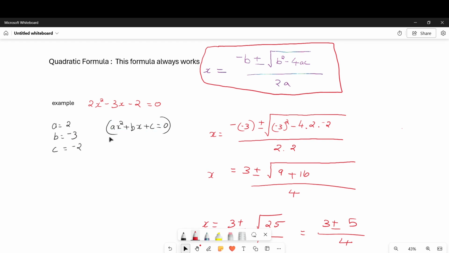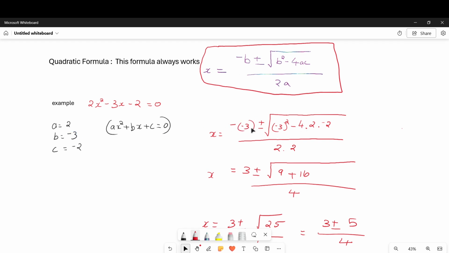So let's substitute these a, b, c values into the formula. See, x is equal to minus of minus. Here is minus b. What's the value of b here? Minus 3. So we need to put minus of, inside the bracket, minus 3. Do not think we can just put minus 3 here. No, this minus is already in the formula, but this minus 3 came from the b value.